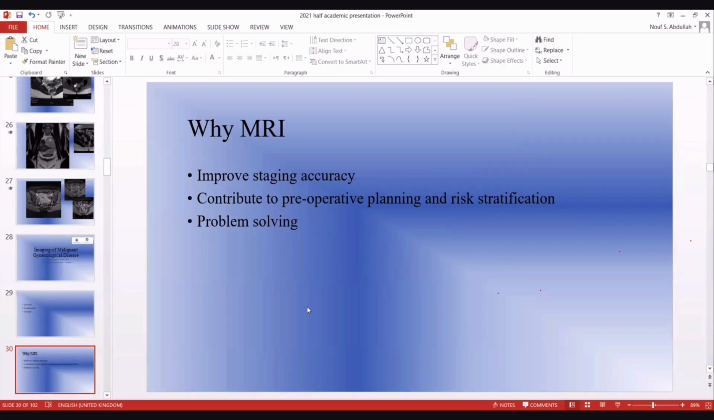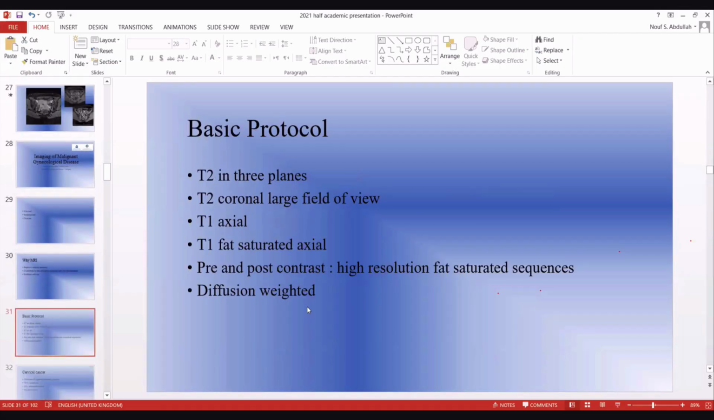Whenever we are talking about uterine malignancy, we always prefer to use MRI. The reason is that CT has its own limitations in assessment of the uterus, and ultrasound is not good for assessment of staging. It is usually used for the initial imaging of any uterine, cervical or ovarian abnormality, but for better evaluation and better staging, we usually use MRI. It is very good for preoperative planning and risk stratification.